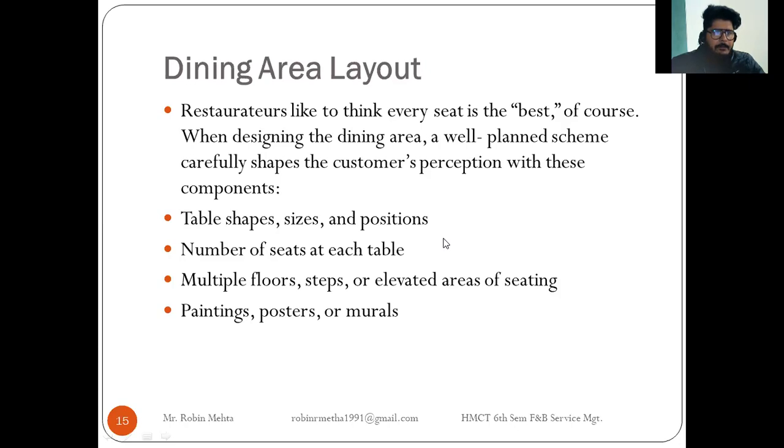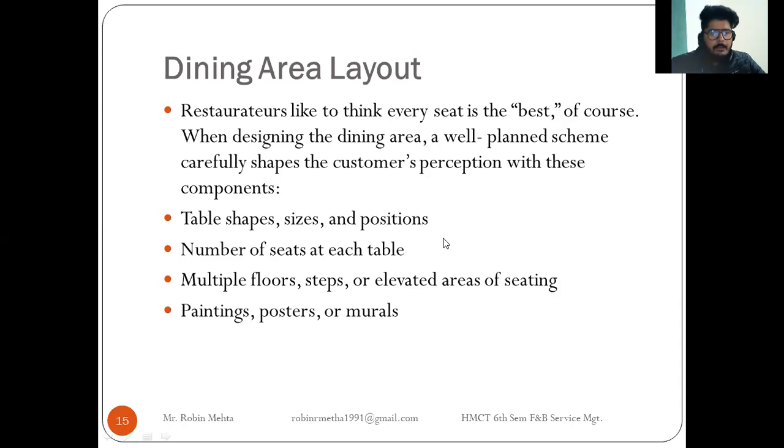Okay, number of seats on a particular table: if the table has a capacity of 6, we have to put 6 chairs there, not 8. If the table has the capacity of 4 chairs, we have to put 4 chairs there. Multiple floors, steps or elevator areas: the floor and the steps, and elevators for people who have a physical limitation. So we have to plan our restaurant according to them also. And for children also, with special chairs.